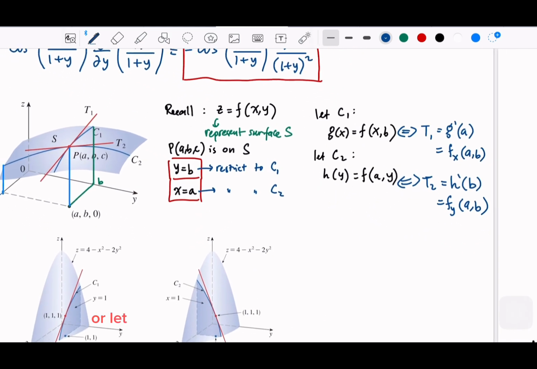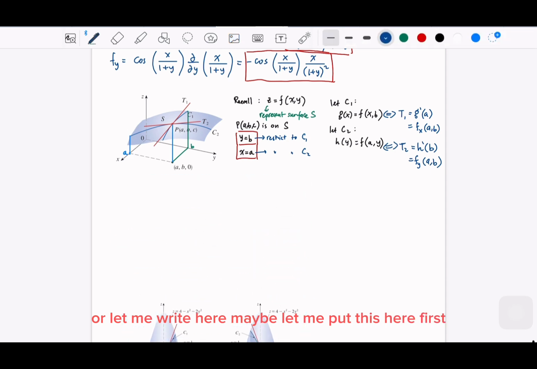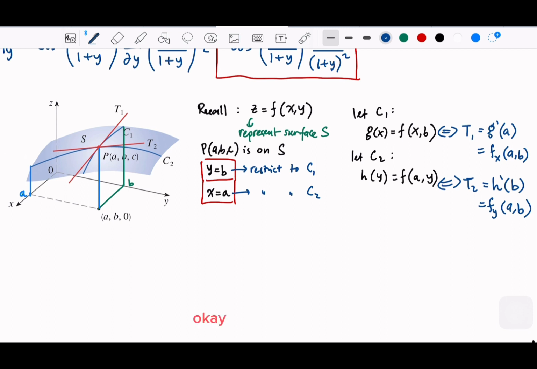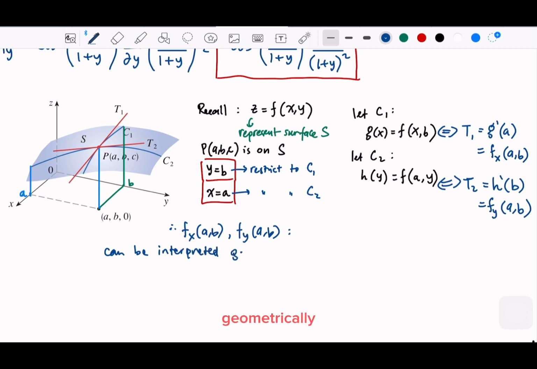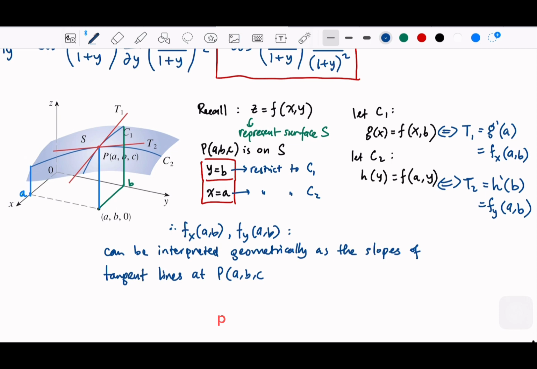Let me write here. Partial x at a, b and partial y at a, b can be interpreted geometrically as the slopes of the tangent lines at this point, a, b, to the traces C1 and C2 of surface S in planes y equal b and x equal a.